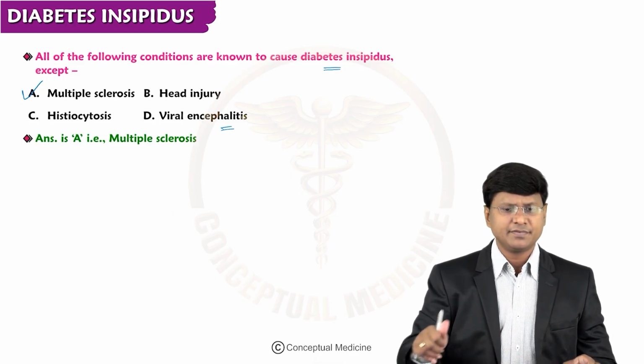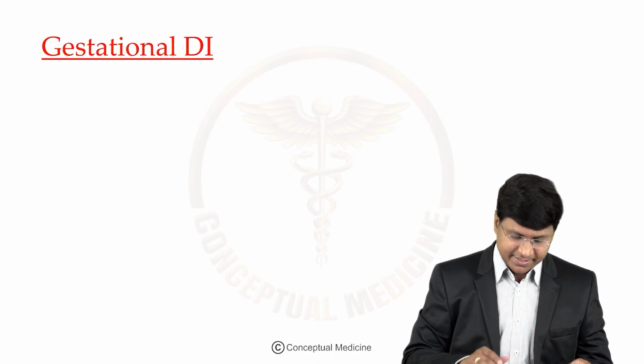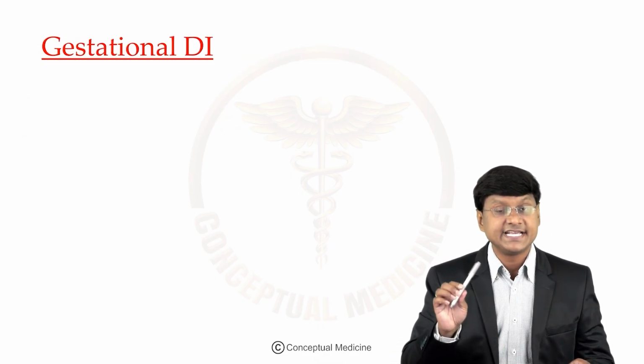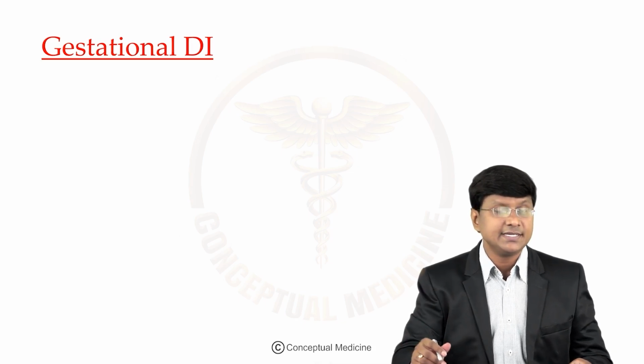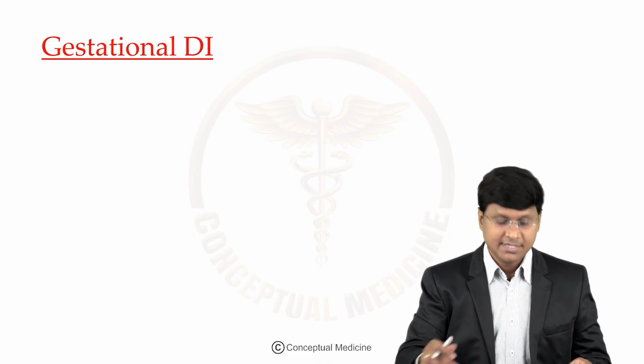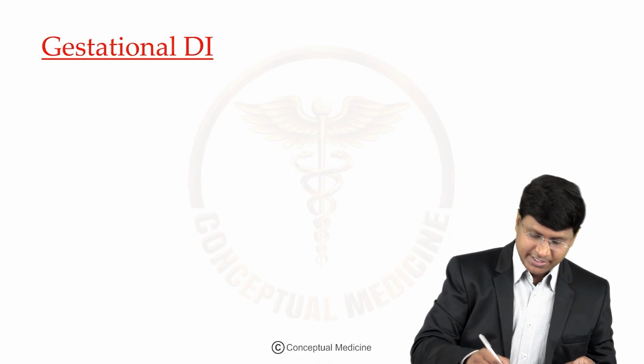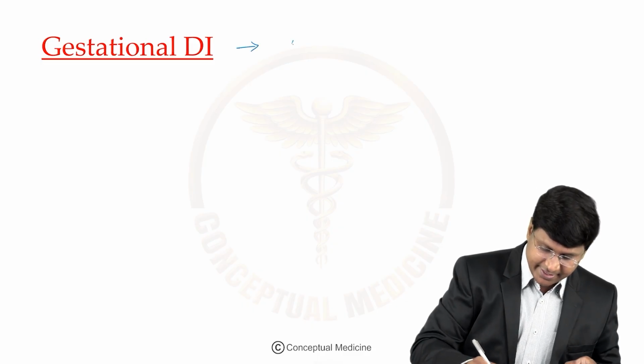Now, apart from this central and nephrogenic, we have one more form of diabetes insipidus called gestational diabetes insipidus. Until now, you might have heard about the terminology gestational diabetes mellitus, but we also have a terminology called gestational diabetes insipidus. So here, there is primarily deficiency of the arginine vasopressin.